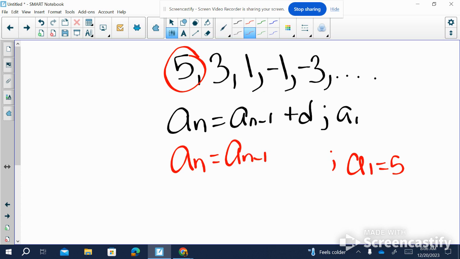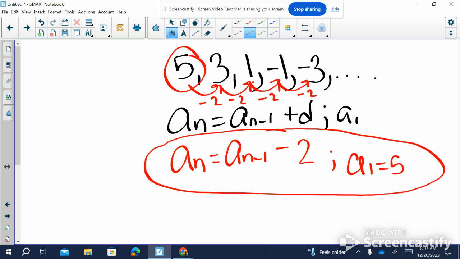If I go from 5 to 3, I've subtracted 2. 3 to 1, I've subtracted 2. 1 to -1, again, subtracted 2. And -1 to -3, I subtracted 2. So my common difference is -2. Instead of saying plus negative 2, I'm just going to say minus 2.